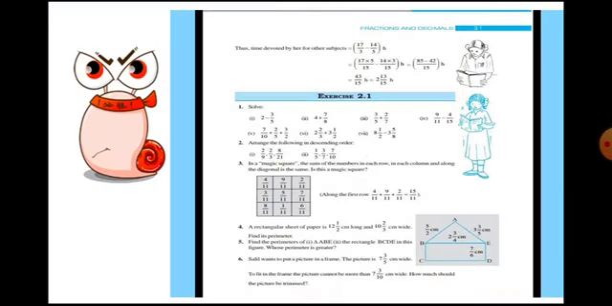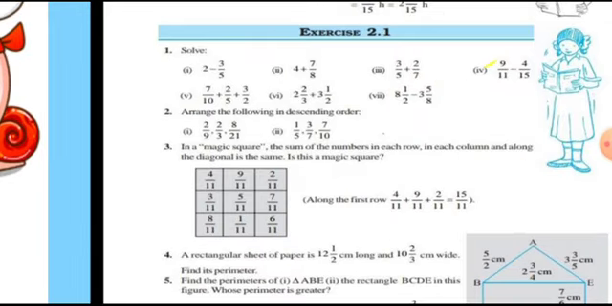Students, as we already discussed fractions, how we can write them in fraction form, how we can compare, and what are equivalent fractions. These topics we already discussed in our previous sessions. So today we will continue our exercise 2.1, and let's start with question number 2 of exercise 2.1. Question number 2 is: arrange the following in descending order. Means you have to arrange in descending order.